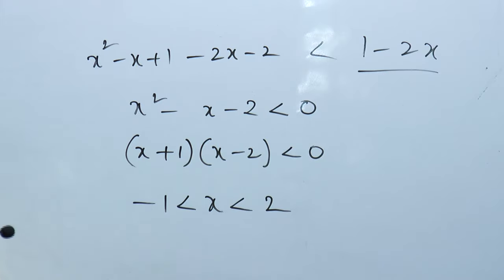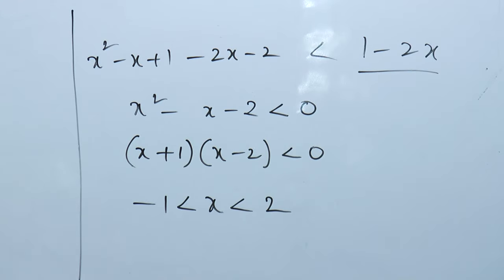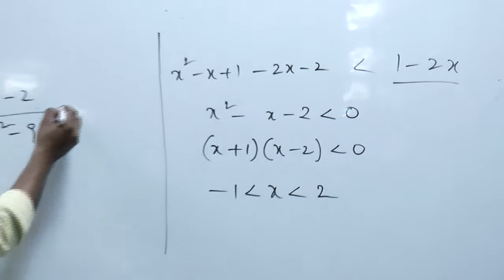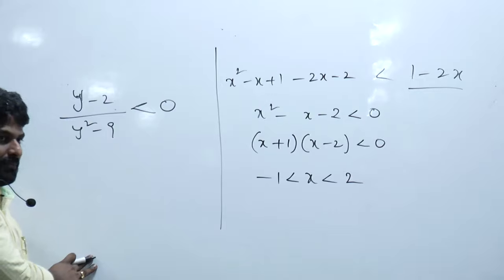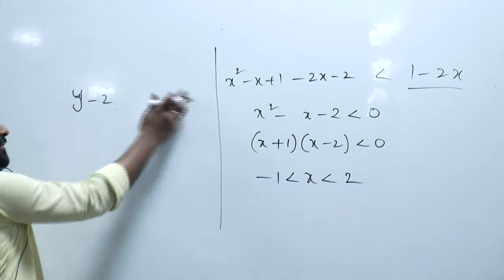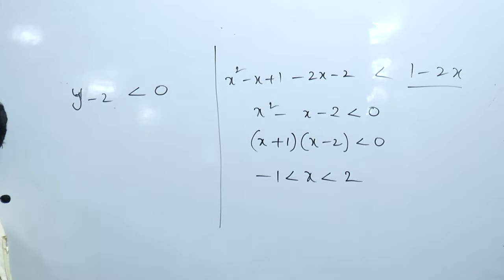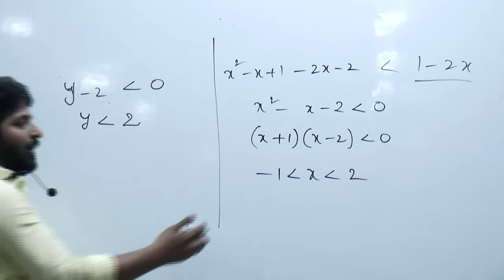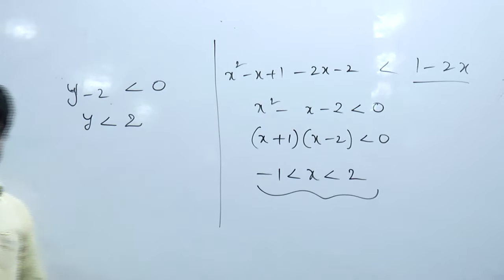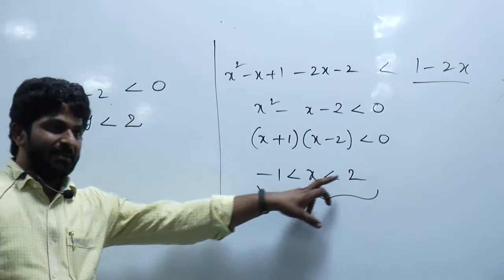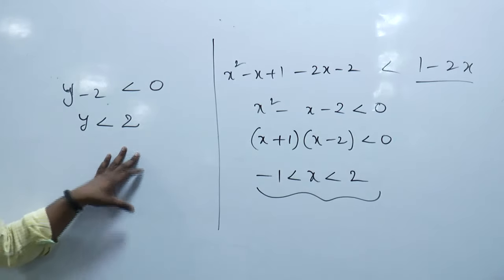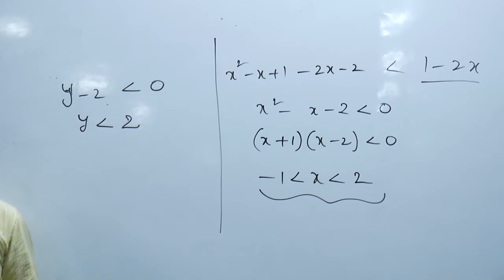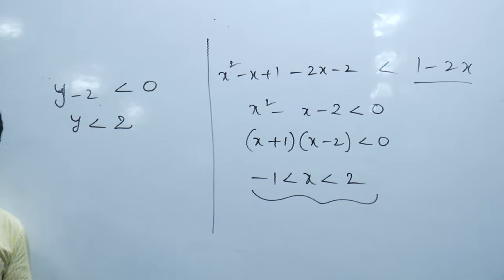You have a range here. Now, let me look at the other value, y. y minus 2 by y square minus 9 is less than 0. I can even say y minus 2 is less than 0, y is less than 2. Now you need to relate these two values. The range of x is minus 1 to 2, and here y is less than 2. Y less than 2 in the sense we don't have any condition for x and y. That can be a negative or positive number also.